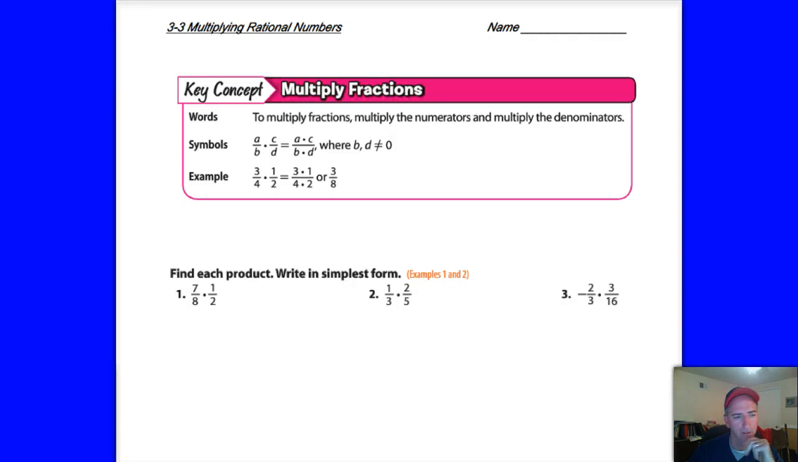Hello there. Welcome to Chapter 3, Section 3, as we talk about multiplying rational numbers. And to make a long story short, that really means your favorite multiplying fractions, which is not terribly difficult, at least compared to adding and subtracting fractions. But it takes a little bit of work and a lot of practice.